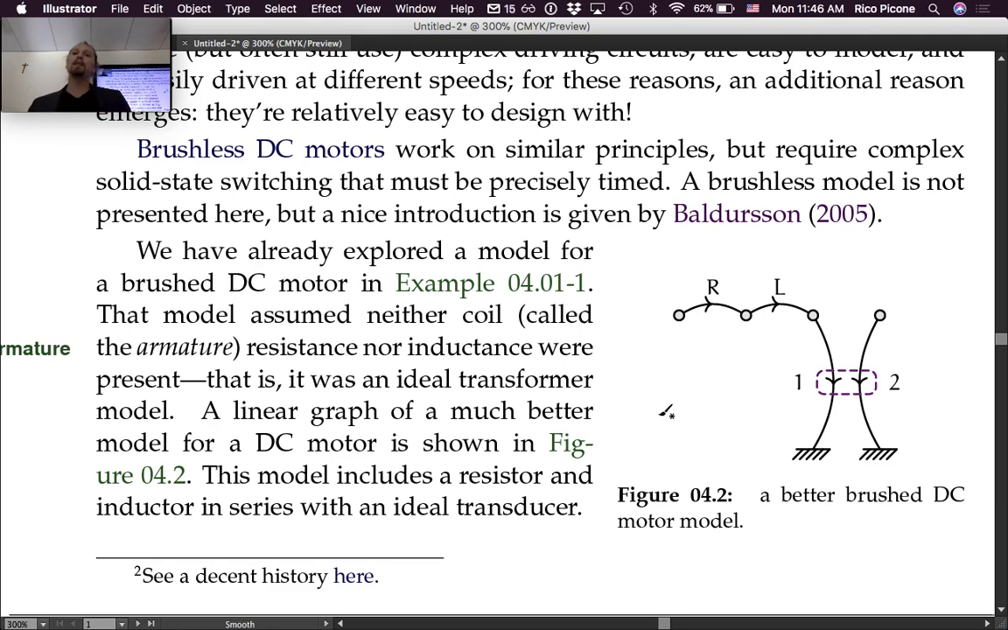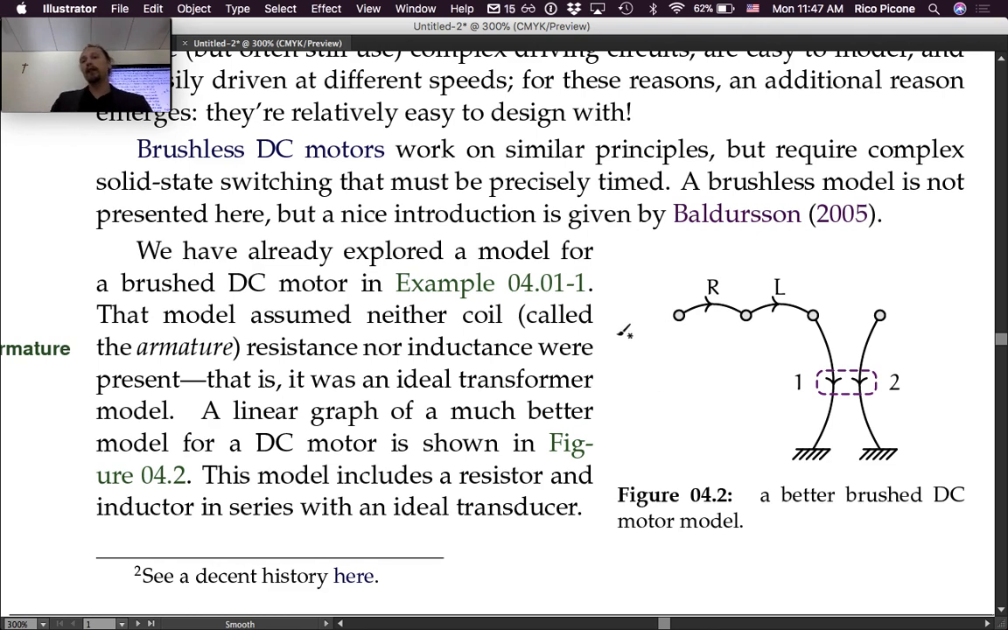This is a much better motor model than the one we looked at before, which assumed it was ideal. In reality, there is some resistance in the windings, and you can't have any wire without some resistance. If you wrap a whole lot of wire, even nice, high quality copper wire, it's still going to have some resistance if you go long enough with those windings. So there's some resistance, and there's also some inductance. When you start coiling up wire, you're going to get some inductance. And that inductance can play a role, especially in the transient response of the motor. It's a significant factor.